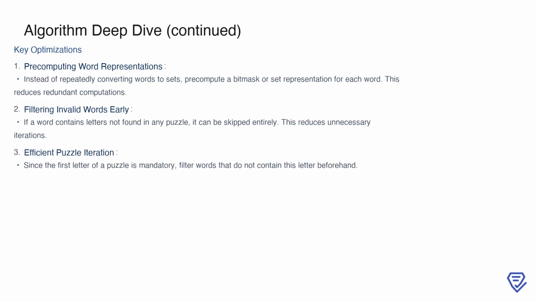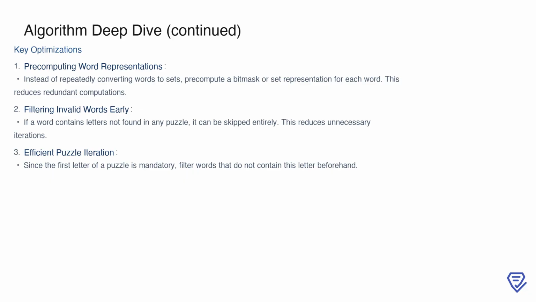To optimize the brute force approach, there are several strategies we can implement. First, we can pre-compute representations for words, such as bitmasks or sets, to avoid redundant conversions during each iteration. This saves both time and computational resources. Second, we can filter out invalid words early by checking if a word contains letters that don't appear in any puzzle.